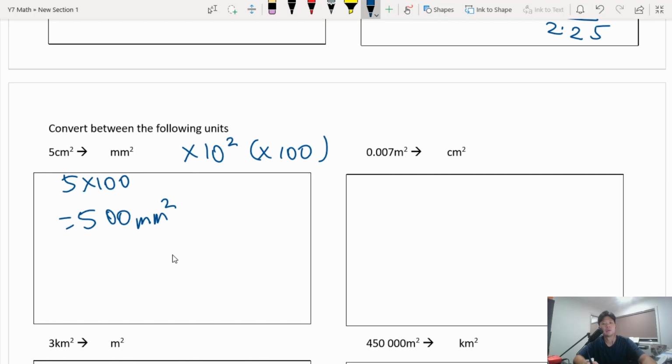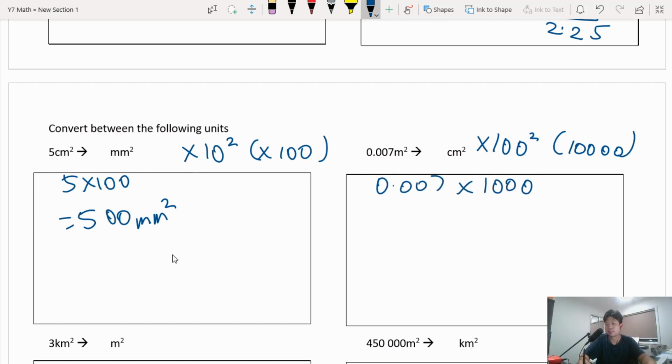Alright, so this time we're going from meters to centimeters. So this time we're going to need to multiply by 100 squared or a value of 10,000. So I'm just going to quickly use my calculator for these. 0.007 times 10,000, that will give us a value of 70 centimeters squared.